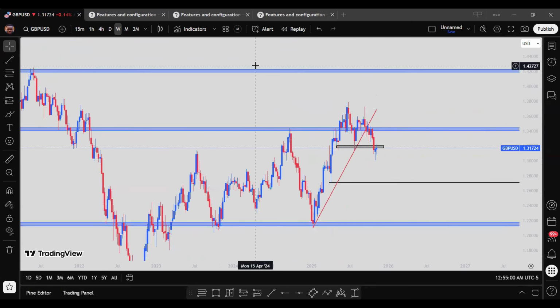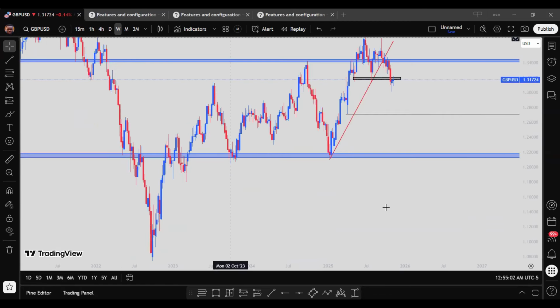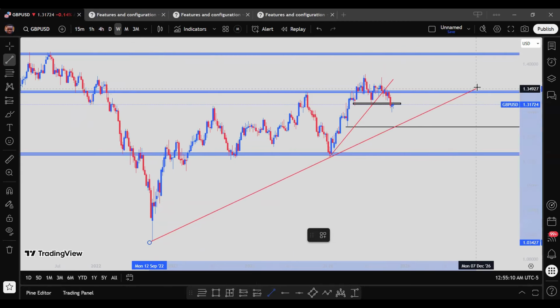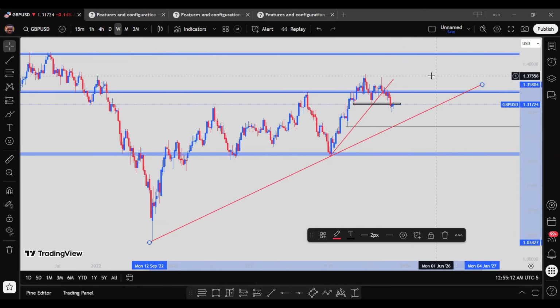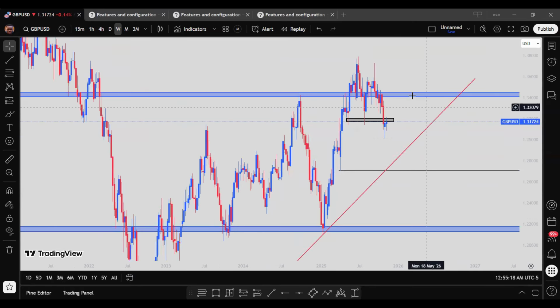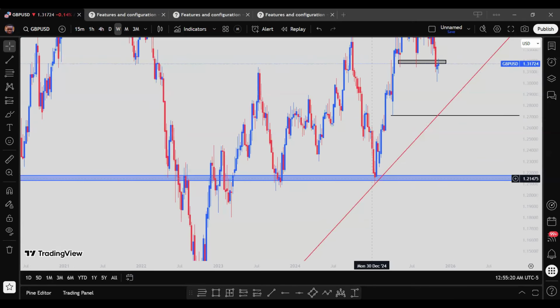If we go to the weekly time frame, we see that we have this ascending trend line here. So let me draw this ascending trend line starting from here. As price was moving to the downside, we have this trend line here. We already have the first and second touch.